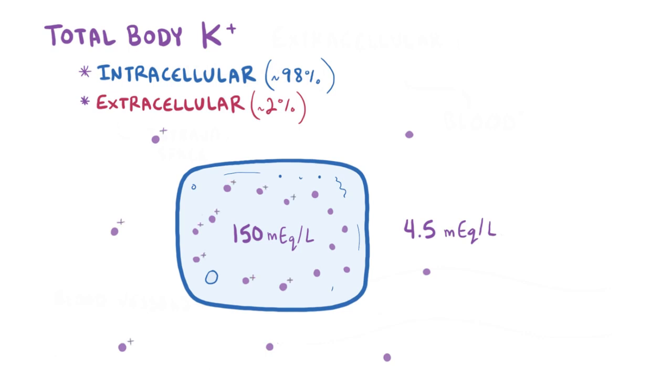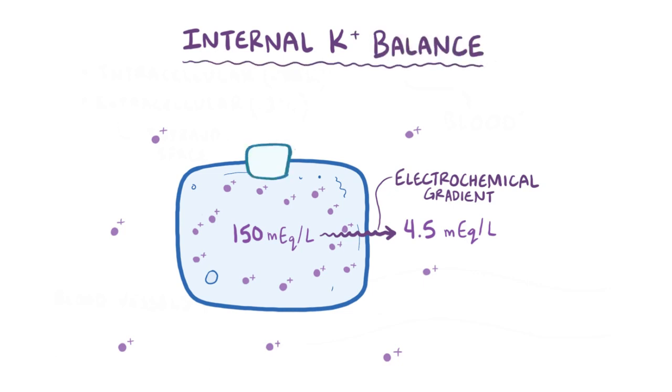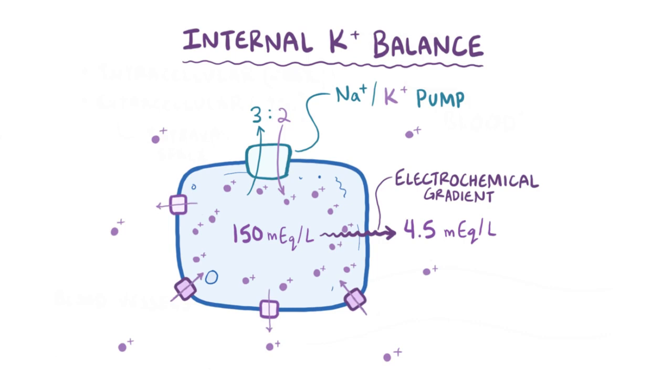Keep in mind that these potassium ions carry a charge, so the difference in concentration also leads to a difference in charge, which establishes an overall electrochemical gradient across the cell membrane. And this is called the internal potassium balance. This balance is maintained by the sodium-potassium pump, which pumps 2 potassium ions in for every 3 sodium ions out, as well as potassium leak channels and inward rectifier channels that are scattered throughout the membrane.